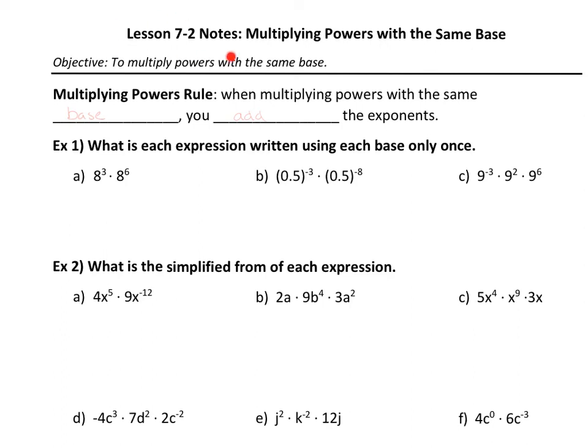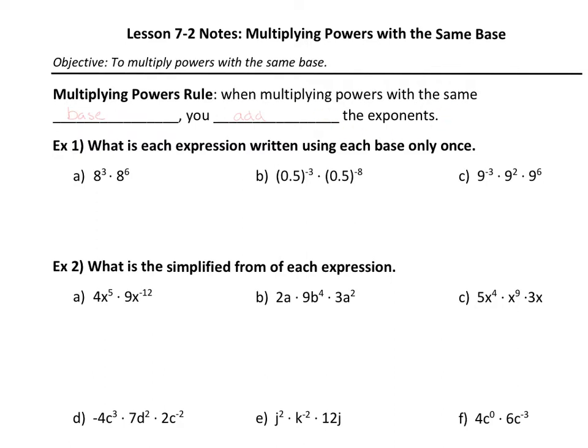Okay, we're going to be working on lesson 7.2 today, and we're going to work on multiplying powers with the same base. Okay, so when I'm talking about the same base, like these are all nines. This is 0.5 and 0.5, so the big number has to be the same. Okay, all right, so when multiplying powers with the same base, you are going to add the exponents. All right, add the exponents.